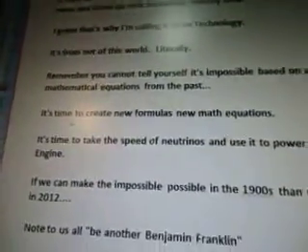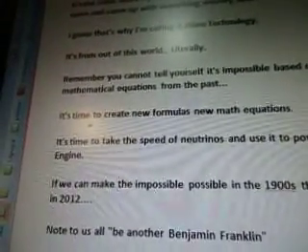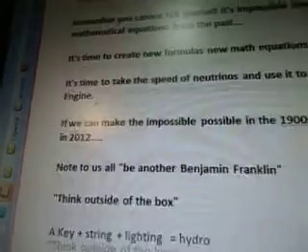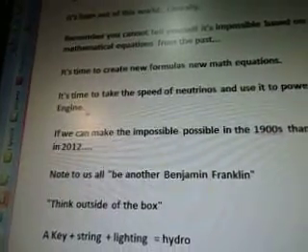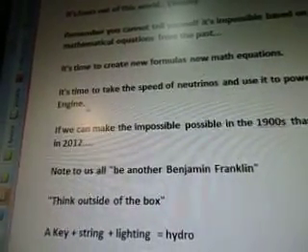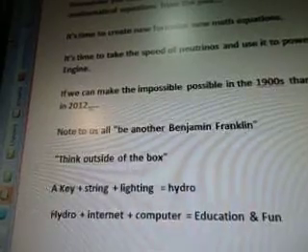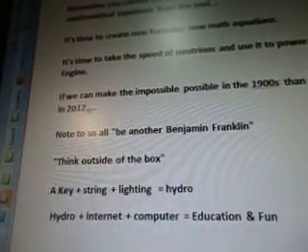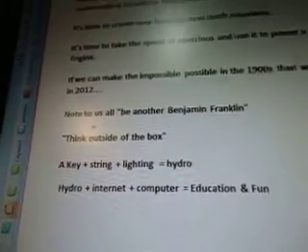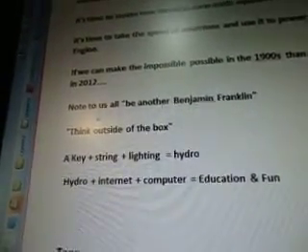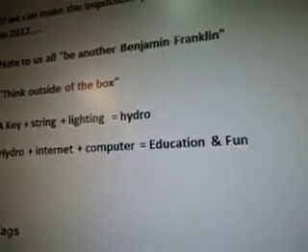Remember, you cannot tell yourself it's impossible, based on all mathematical equations from the past. It's time to create new formulas, new math equations. It's time to take the speed of neutrinos and use it to power a UFO engine. If we can make the impossible possible in the 1900s, then we can do it again in 2012. Note to us all, be another Benjamin Franklin. Think outside the box. You take a key, add some string, plus lightning equals hydro. Hydro plus internet plus computer equals education and fun.